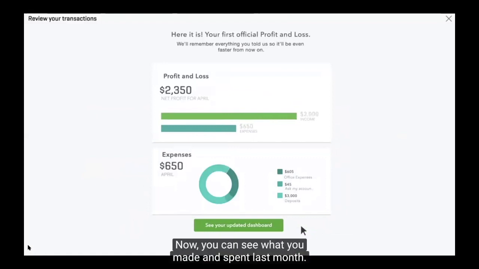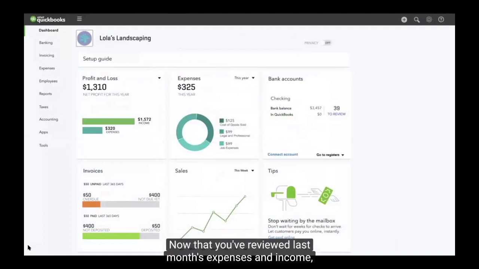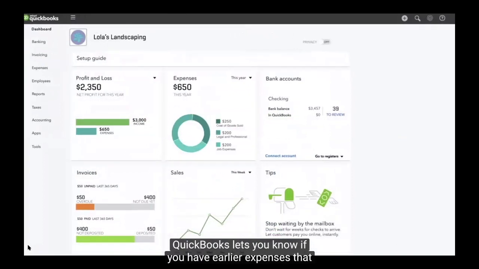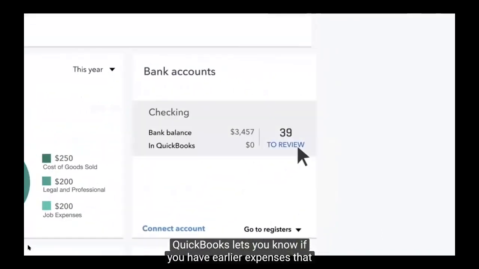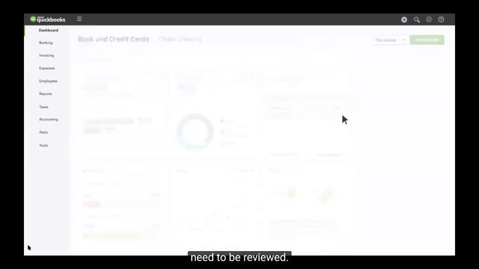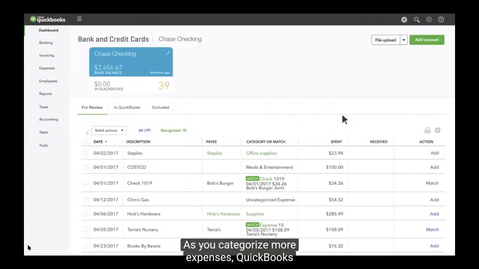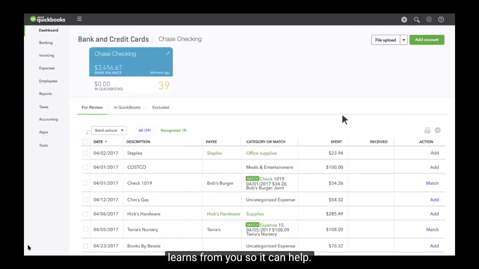Congratulations! Now you can see what you made and spent last month. Now that you've reviewed last month's expenses and income, QuickBooks lets you know if you have earlier expenses that need to be reviewed. As you categorize more expenses, QuickBooks learns from you so it can help.